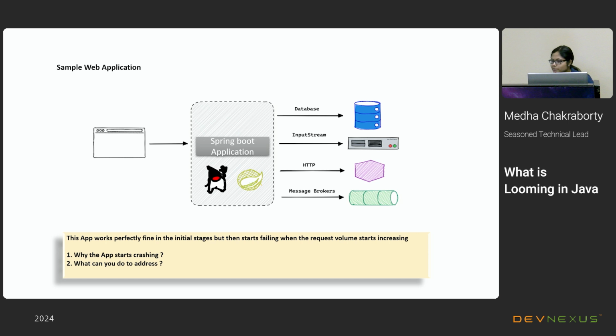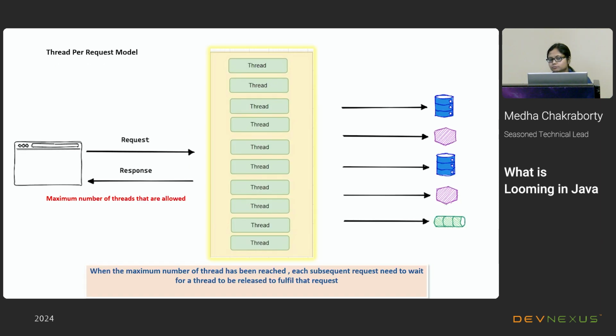And now what happens is you start seeing your application crash. When you are requesting your application, you often see that a few of the users are getting back responses such as 500, deadline exceeded, exceptions, etc., because your application is not able to respond to the request. So now we will see why the app starts crashing and what we can do to address this issue.